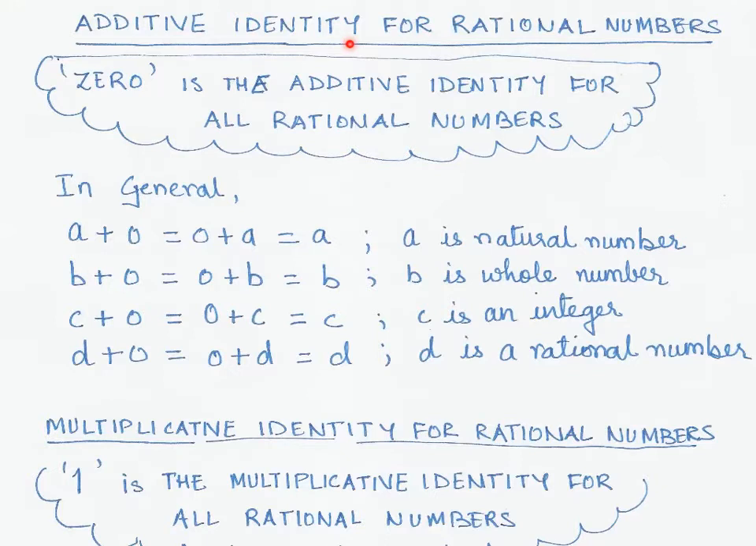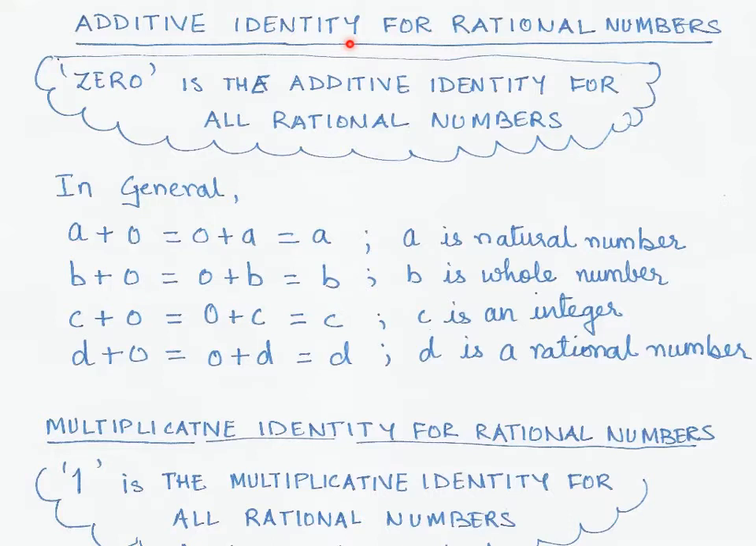Now, in terms of additive identity for a number, in this case a rational number, the additive identity is something which, when added to a rational number, gives that same number back. Intuitively, that number would be 0. 0 is the additive identity for all rational numbers. Whenever you add 0 to any rational number, you get that same rational number back. 0 doesn't make any change to that particular rational number.